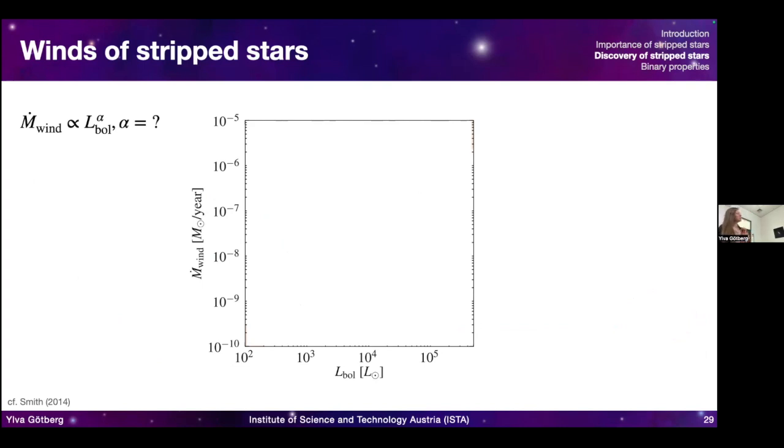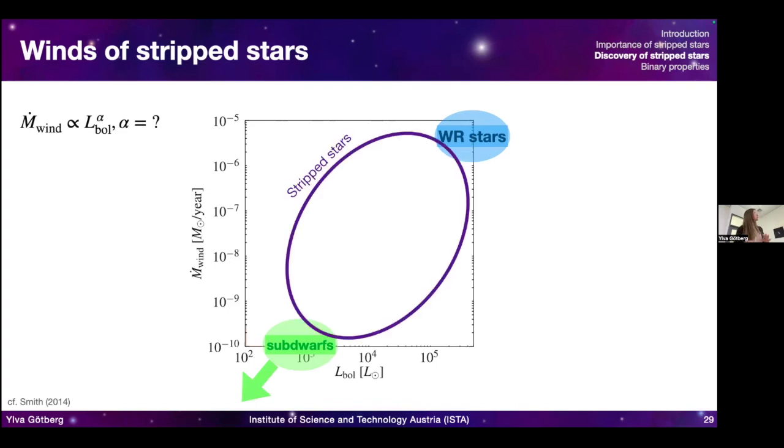But it's something that we didn't know very well. Usually it's parameterized like this. You have the mass loss rate, and that's with the bolometric luminosity. The Wolf-Rayet stars have a high mass loss rate, high luminosity, and the subdwarfs have low mass loss rate, low luminosity. Stripped stars would be somewhere in between here, but this is a really large parameter space, and we have very few models that can actually probe this part and tell us something.